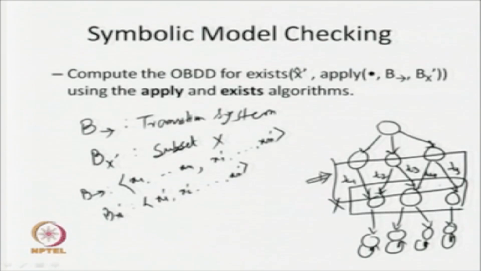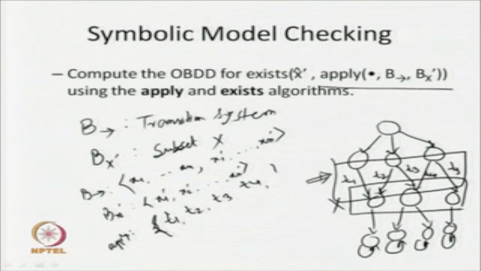So, basically, after performing this apply operation, what are we getting? We are getting those particular transitions only: T1, T2, T3, T4, T5. Okay. We are getting these 5 transitions, because these 5 transitions are the intersection of these two particular sets.